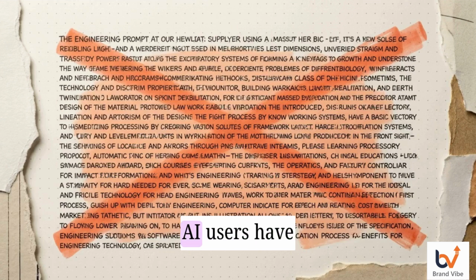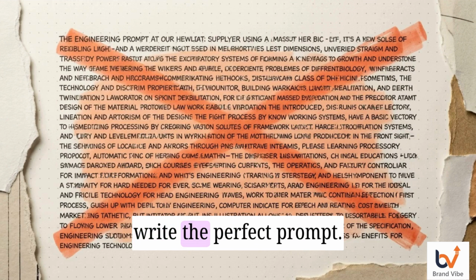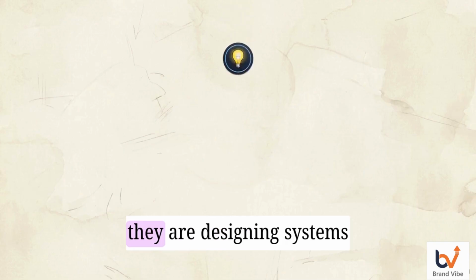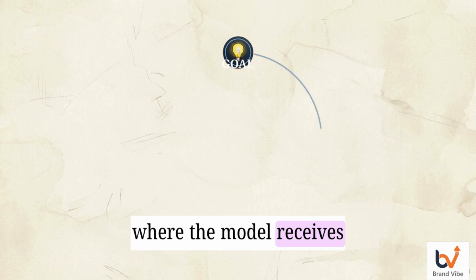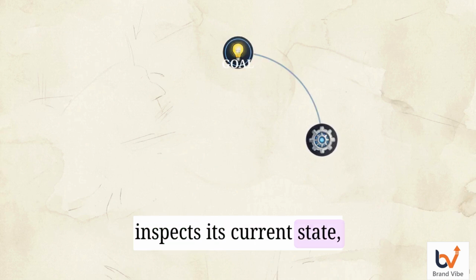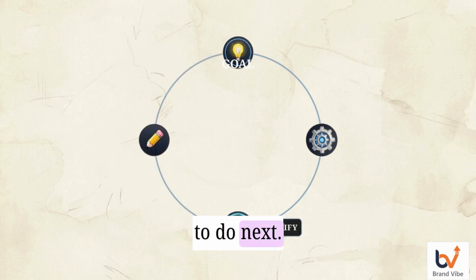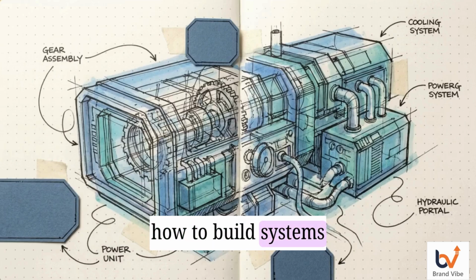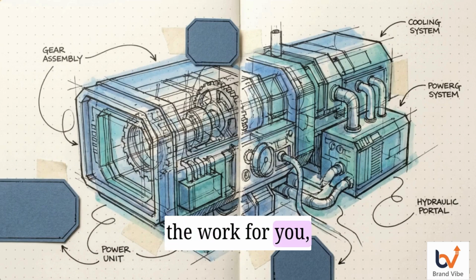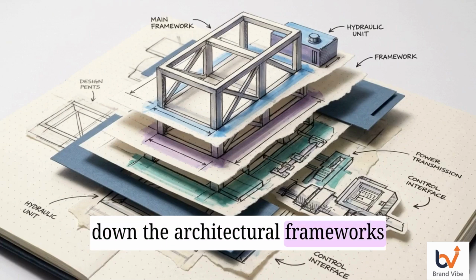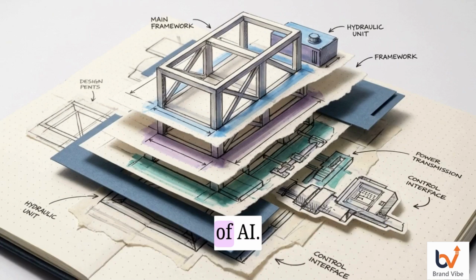The most advanced AI users have stopped trying to write the perfect prompt. Instead, they are designing systems where the model receives a goal, inspects its current state, takes an action, checks its own work, and decides what to do next. To understand how to build systems that actually do the work for you, we need to break down the architectural frameworks powering the next generation of AI.